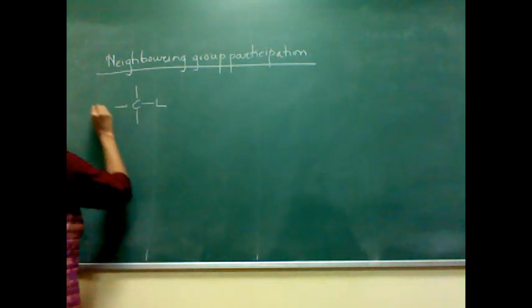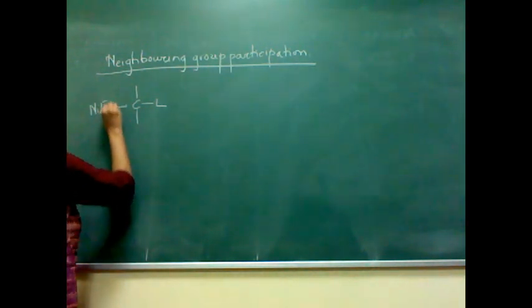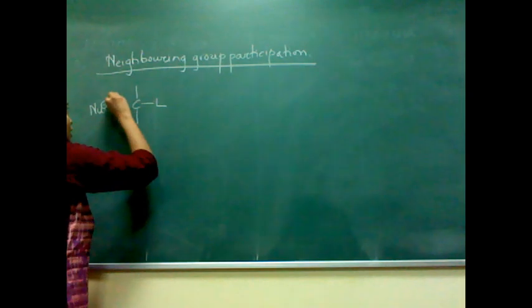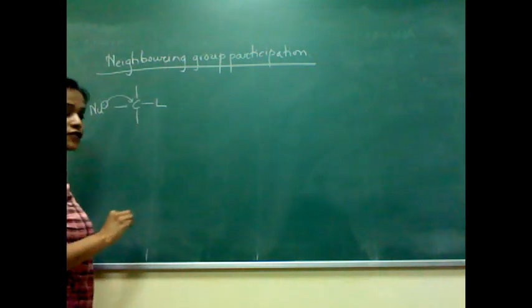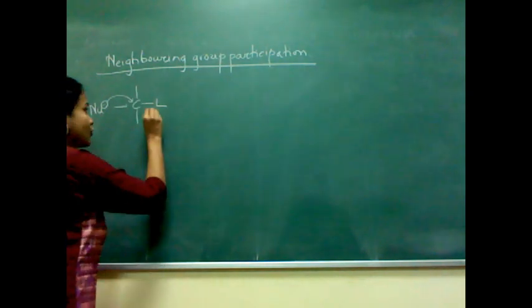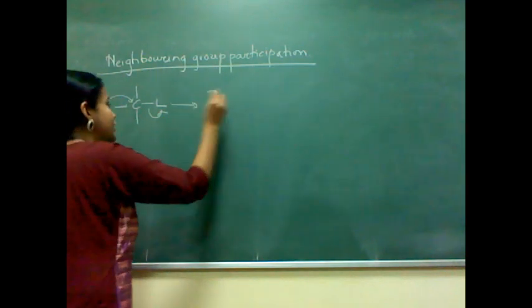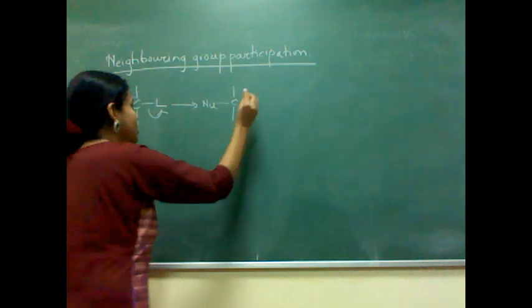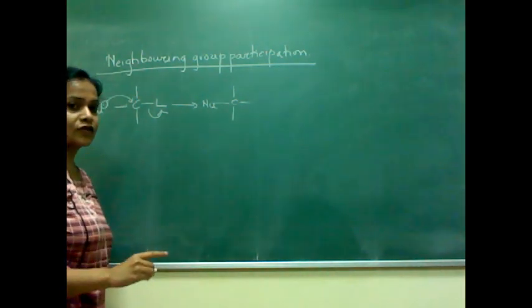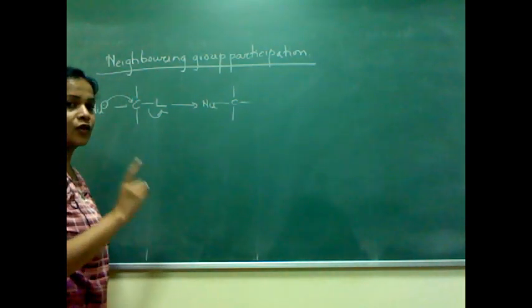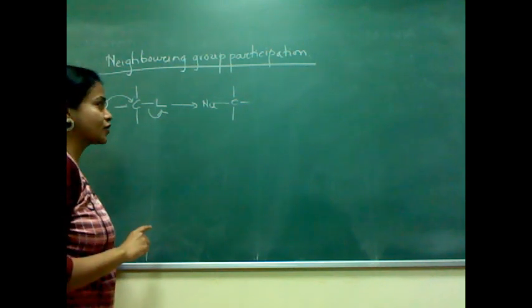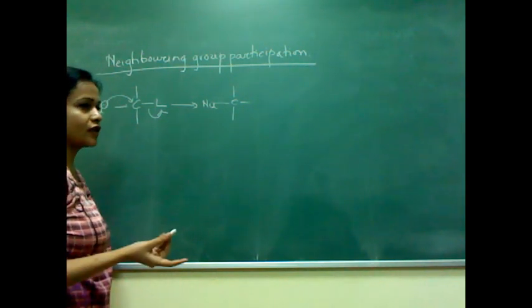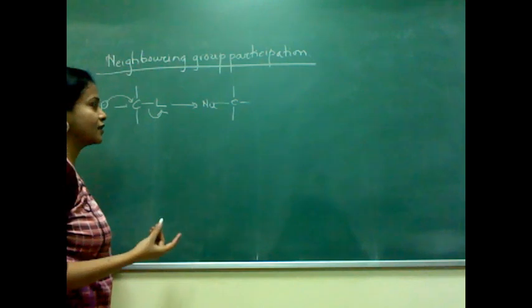Now, when you react it with an externally added nucleophile, the nucleophile attacks from the side opposite to that of the leaving group, leading to the formation of the product with inversion of stereochemistry. So this is with respect to the nucleophilic substitution reaction, that is, when the nucleophile is added externally.